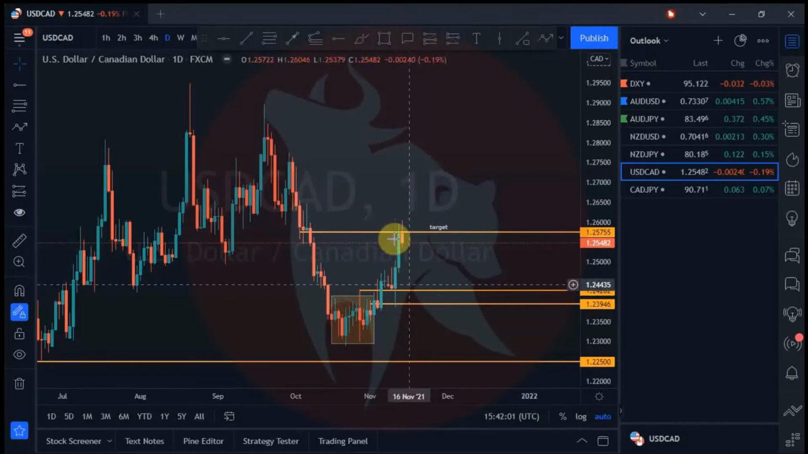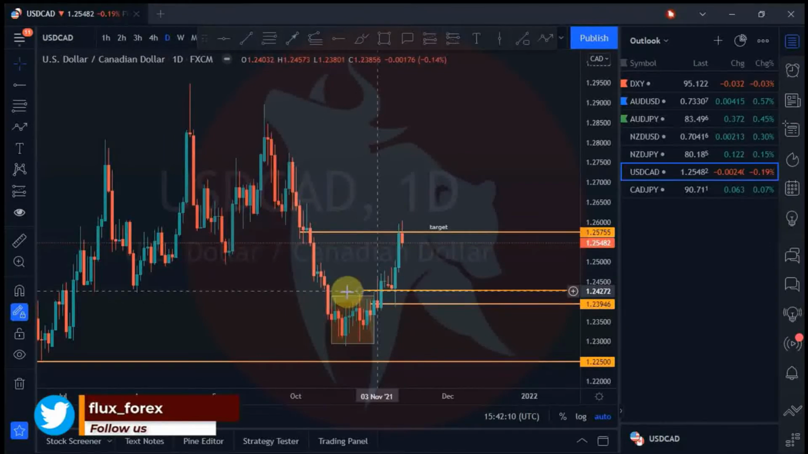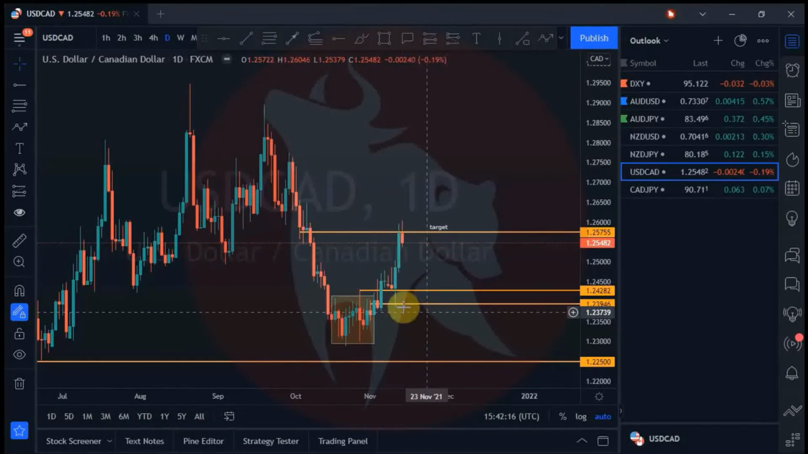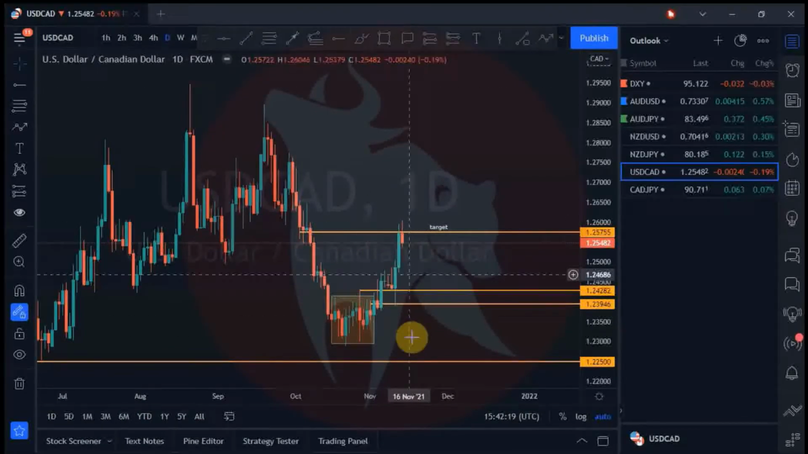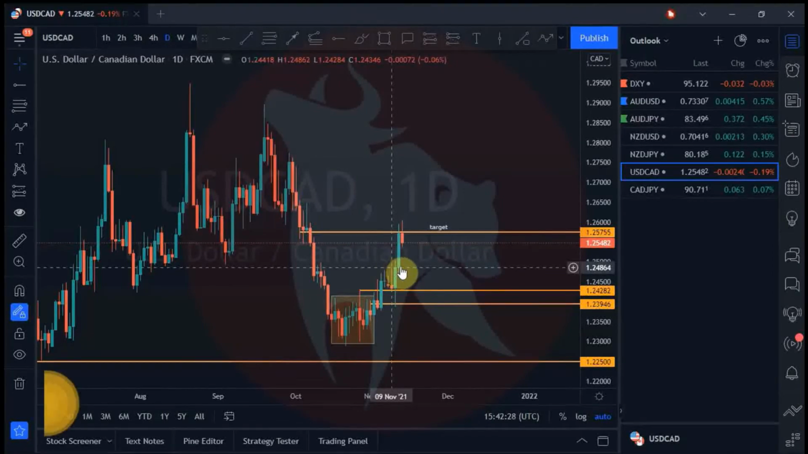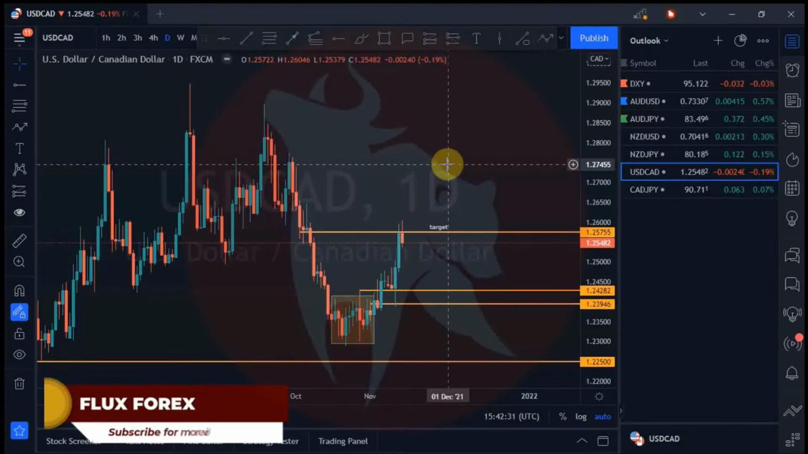So going into next week, I'm expecting price to retrace back to this high, and then we see where price moves to. Once we've seen a break in the market structure here, I'll expect price to move to the upside, targeting these highs. I will not expect price to move to the downside. Once price retraces to this high, the next thing I want to see is price move to the upside. So that is it for USD CAD.